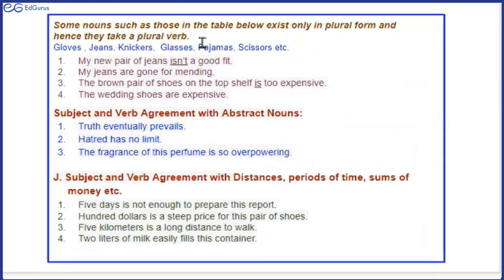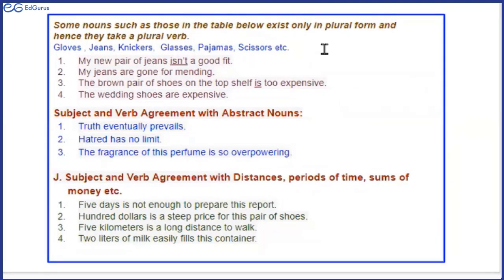Yes. Now here are some nouns such as given here in this table. They exist only in plural form and then they take plural verb. For example, gloves. We don't say glove. Please give me your gloves. We never say that you give me your one glove, pair of gloves.